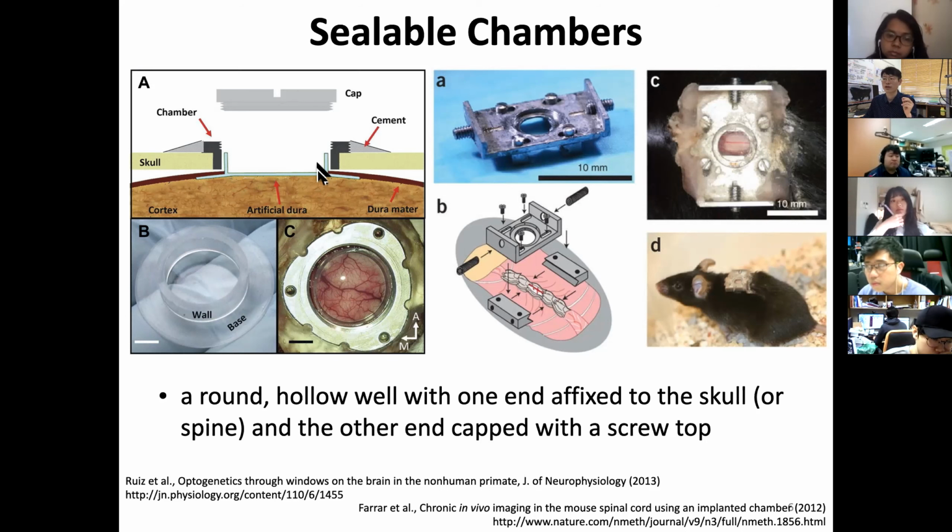What's cool about this is there's a cap here, so you can put it on or remove it when you have to inject something or measure electrophysiology by inserting an electrode. You can actually use these chambers. It's a round hollow tube with one end affixed to the skull and the other end kept with a screw top. But a mouse is so small that you don't usually have this one.